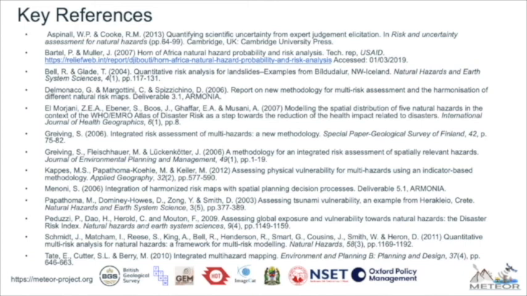Further information on some of the models reviewed as part of this process can be found in these key references. There are also two milestone reports available from the Meteor project that cover this work in detail. They are M6.2, Methods for Analysing Multihazards with Exposure, and M6.3, Meteor, Draft Protocols on Hazard and Exposure Modelling.